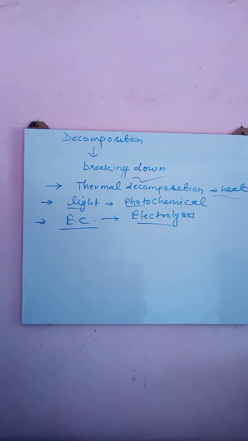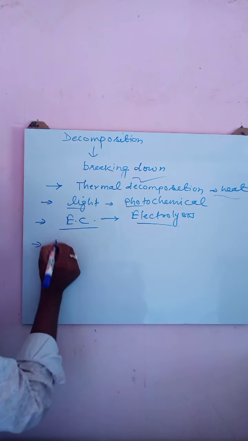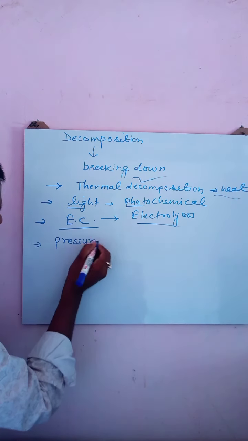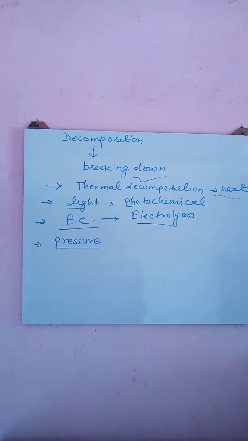Some other sources can also be used for the decomposition of substances. These sources are pressure. When high pressure is applied to a substance, the substance undergoes decomposition. For example, Haber's method of producing ammonia. A very high pressure is used to perform this reaction. N2 plus 3H2 gives 2NH3. Almost 200 atm pressure is used to perform this chemical reaction.